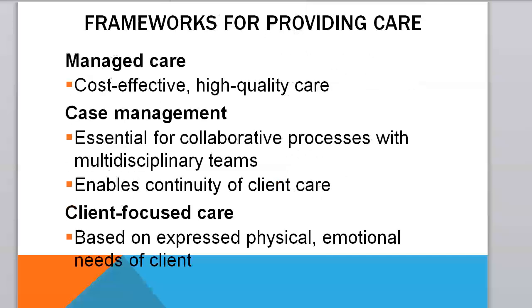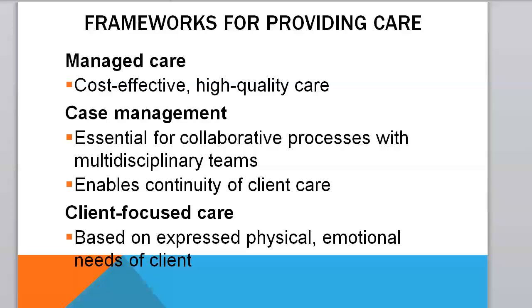So let's look at frameworks for providing care, okay? The first one is managed care. It's much more cost effective. It provides high quality care and improves outcomes for groups of patients. The primary managed care models are health maintenance organizations, or you might know them as HMOs, or preferred provider organizations, also known as PPOs, all right?